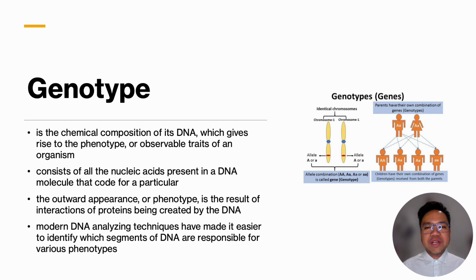The genotype of an organism is the chemical composition of its DNA, which gives rise to the phenotype, or observable traits, of an organism. A genotype consists of all the nucleic acids present in a DNA molecule that code for a particular trait. The outward appearance, or phenotype, is the result of interactions of proteins being created by the DNA. Modern DNA analyzing techniques have made it easier to identify each segment of DNA which is responsible for various phenotypes.